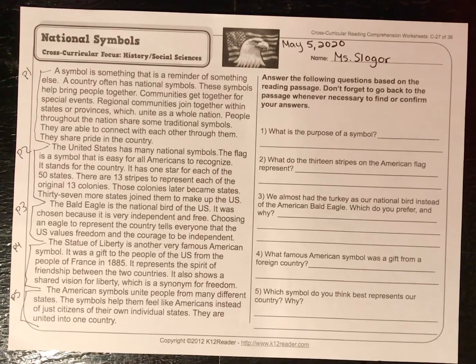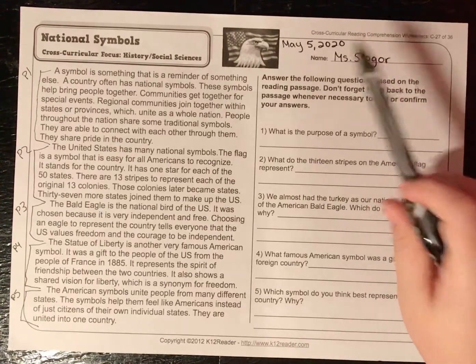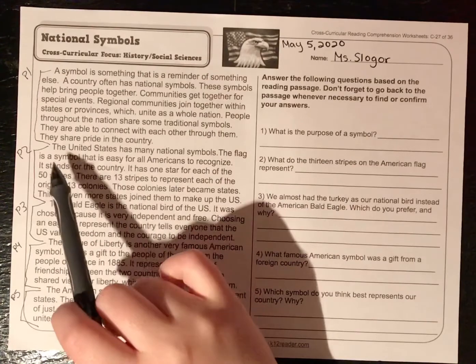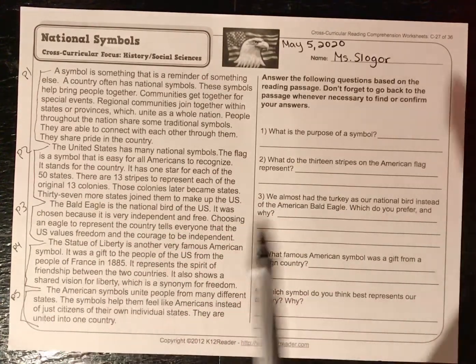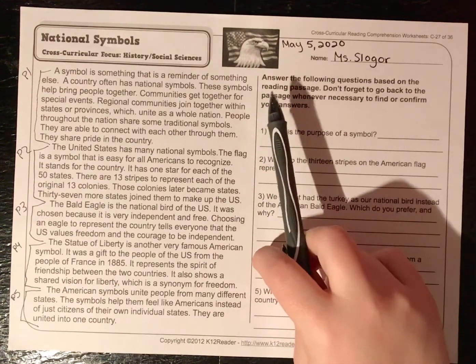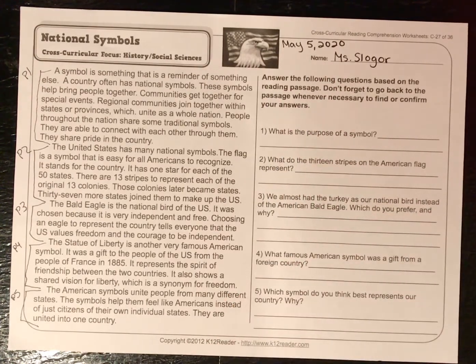This is week 2, worksheet 2 for social studies, national symbols. I've already put my name and my date at the top of my paper, and I've labeled my paragraphs of this article because that is the first thing that we always do whenever we have a reading. Here it says to answer the following questions based on the reading passage. Don't forget to go back to the passage whenever necessary to find or confirm answers.